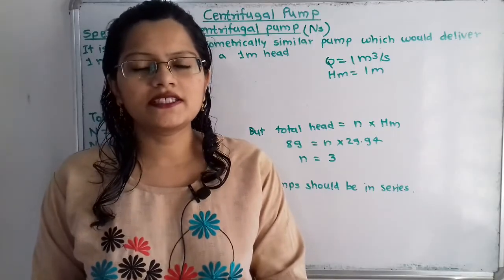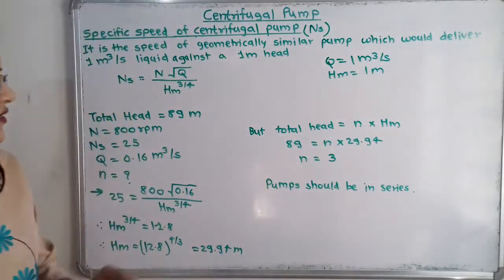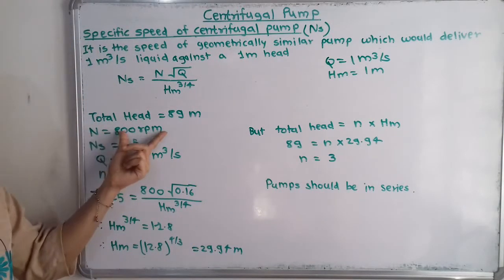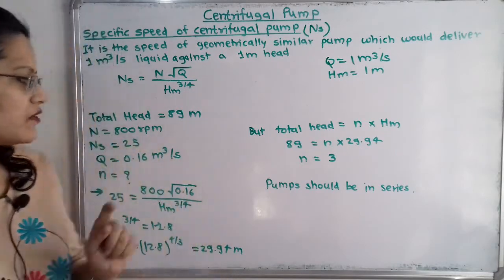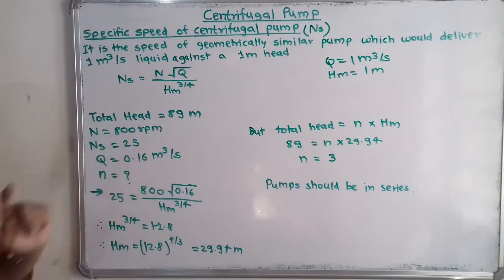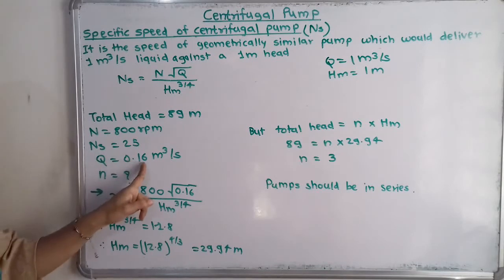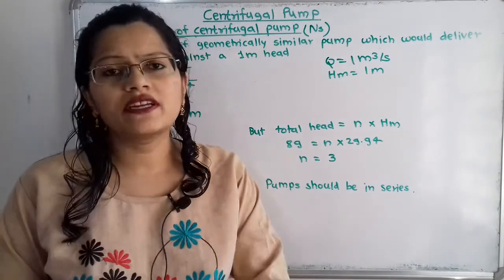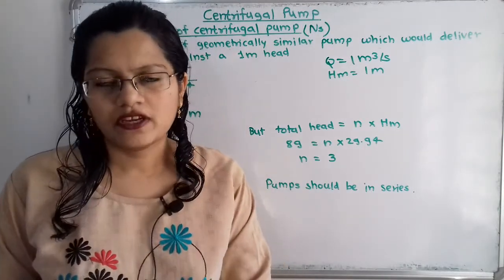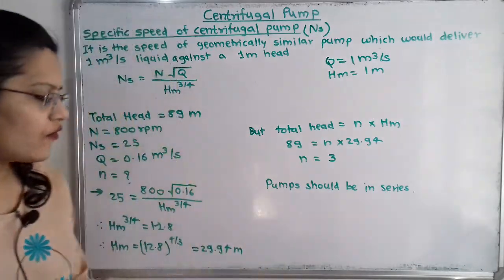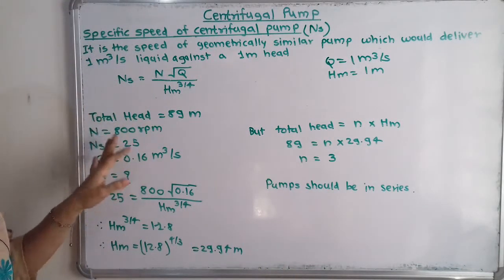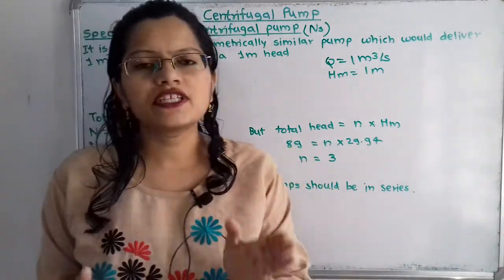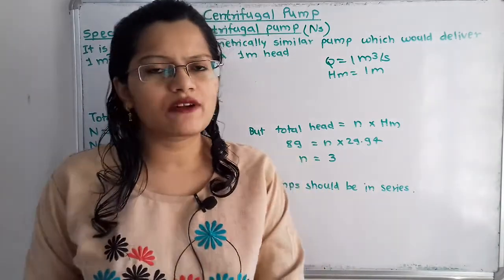Let us first understand the given data. The total head is given as 89 meters, and each pump has a speed of 800 rpm. The specific speed is 25, discharge Q is 0.16 meter cube per second, and we have to find the number of pumps, that is, the value of n. Now if we observe, the total head is given, but the head of each pump is not given. So how do we calculate this?